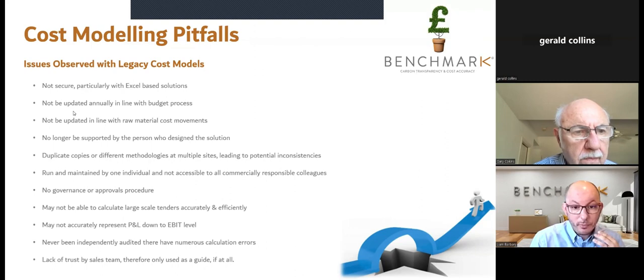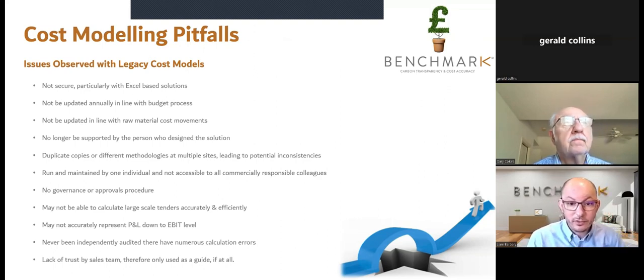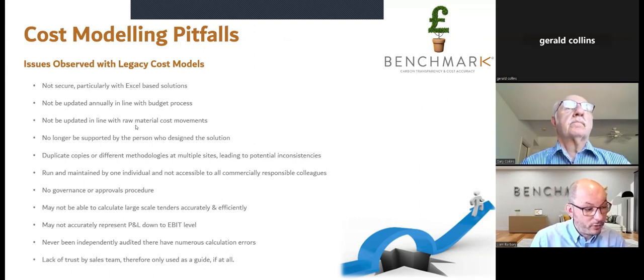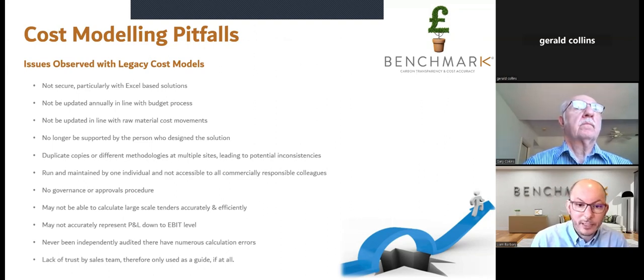We see really poor maintenance. People are not updating the data and cost structures in their systems for annual costs and inflationary costs. Labor costs obviously are going up a lot at the moment. Not updated in line with raw material cost movements. In the packaging industry in particular, paper, plastic and aluminium have gone up a hell of a lot in the last 18 months. You need to make sure that you've got a good routine for keeping data maintained in the system.